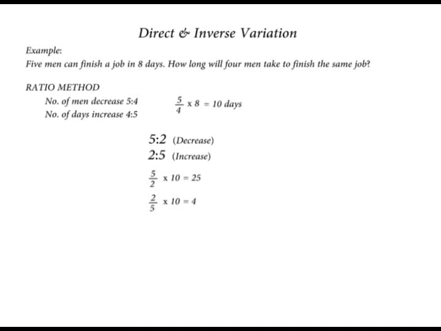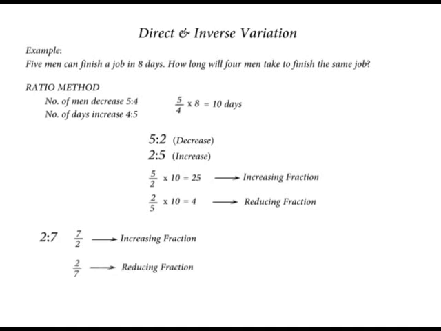For the purpose of this chapter, let us call an improper fraction an increasing fraction and a proper fraction a reducing fraction. And so in the ratio 2 to 7, 7 over 2 is an increasing fraction, 2 over 7 is a reducing fraction. And so in working proportions, all you need to ask yourself is whether you want to increase or reduce the other quantity.